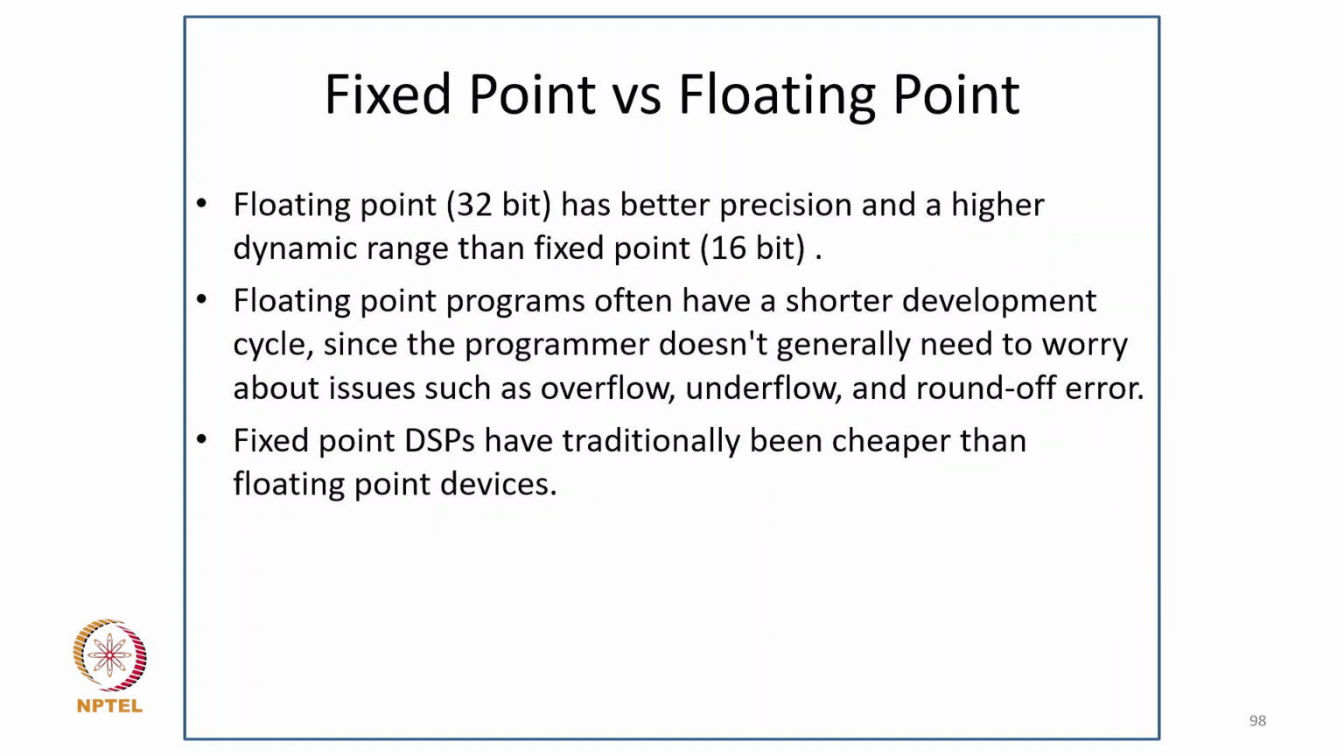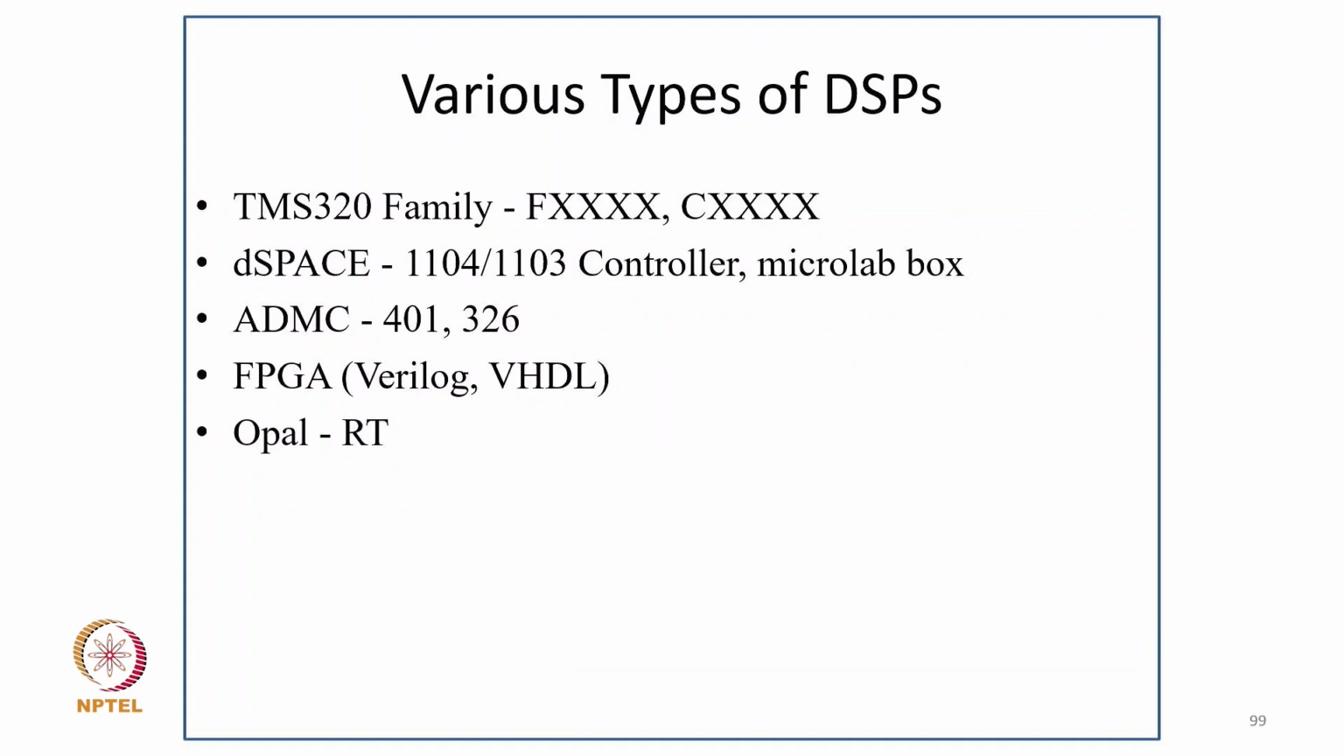So floating point 32-bit has better precision and a higher dynamic range than fixed point 16-bit, and floating point programs often have a shorter development cycle, since the programmer does not generally need to worry about issues such as overflow, underflow, and round-off error. And fixed point DSPs have traditionally been cheaper than floating point devices. So there are various types of DSPs: the TMS family like F4X and C4X, and typically dSPACE 1104 and 1103 controllers, microLabBox, ADMC401, 32-bit, and FPGA, Verilog, VHDL, and OpenRT.